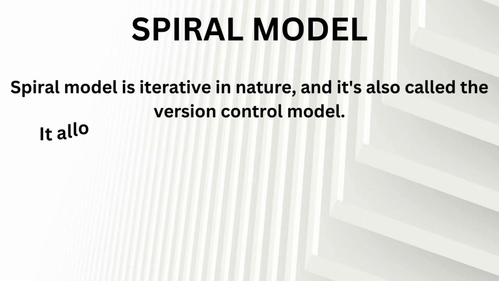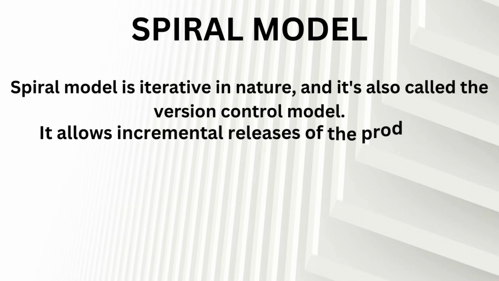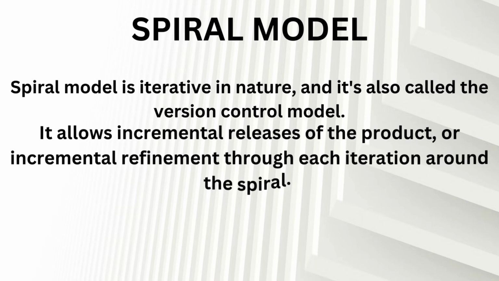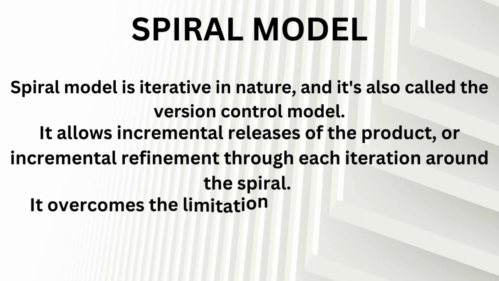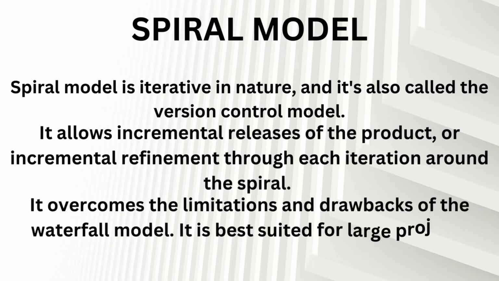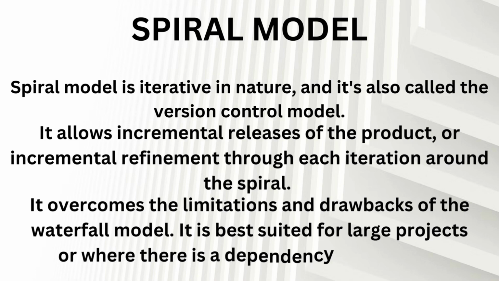The spiral model allows for incremental releases of the product or incremental refinement through each iteration around the spiral. In other words, something new is implemented in every cycle, leading to the refinement of the product with each iteration. It effectively overcomes the drawbacks of the waterfall model, helping to address the limitations associated with it. The spiral model is particularly well suited for large projects or projects where there is a significant dependency between modules. It proves beneficial in scenarios where dependencies among different parts of the project need to be managed effectively.